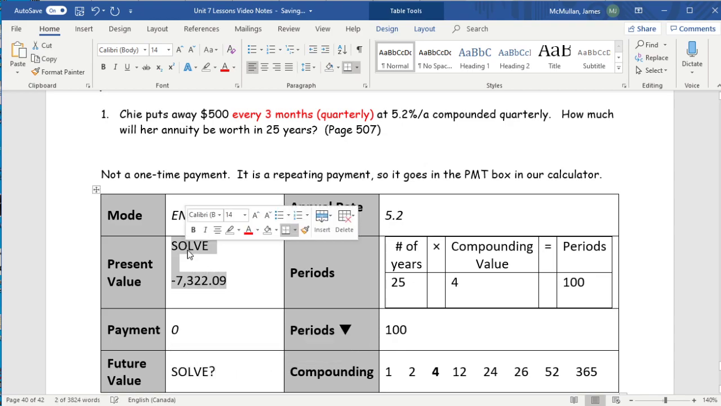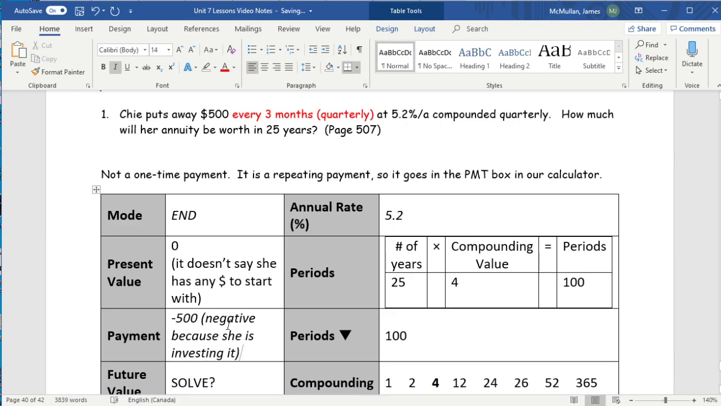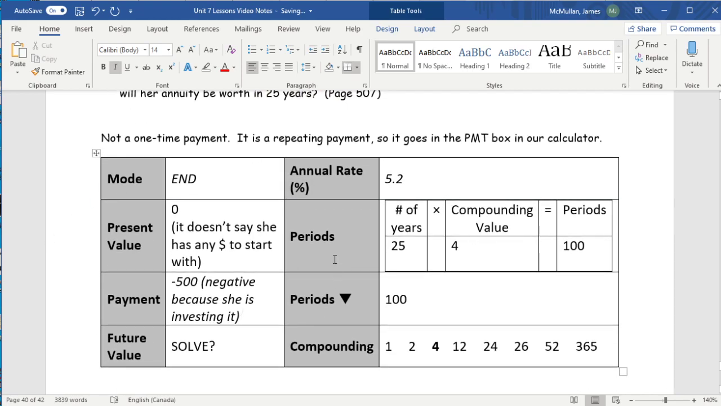The present value is 0 because it doesn't say she has any money to start with. She's putting away 500 every 3 months. So we're going to make a payment of negative 500, because again, she is investing it so that the future value can be positive. Okay, so this is what we have. So we just need to use the calculator and we'll solve it.